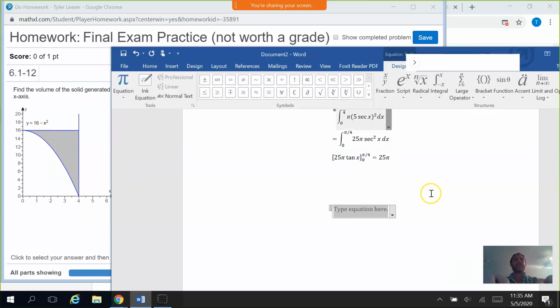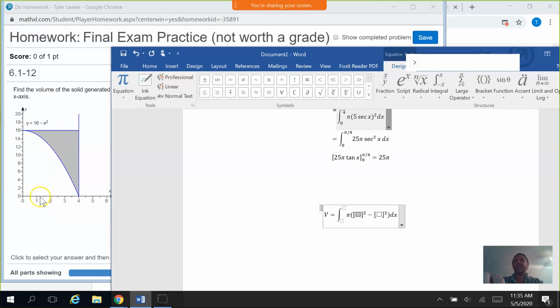So with the washer method, the volume is going to be the integral of the pi, and then it's going to be the outside radius squared minus the inside radius squared. And then this is going to be with respect to x, since I'm doing the washer method and revolving around the x-axis.